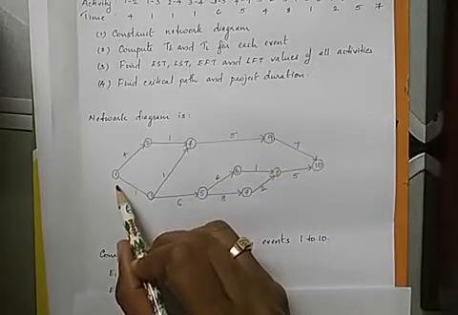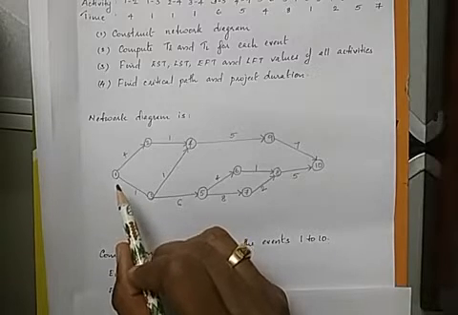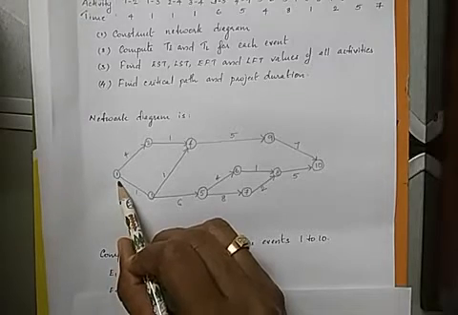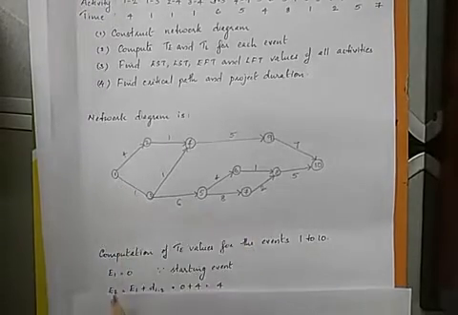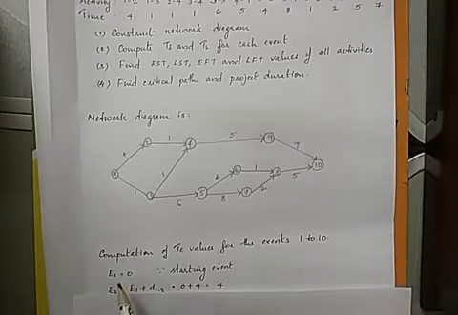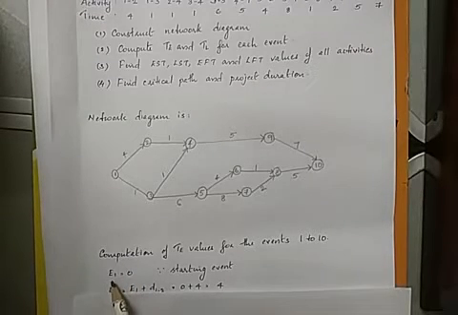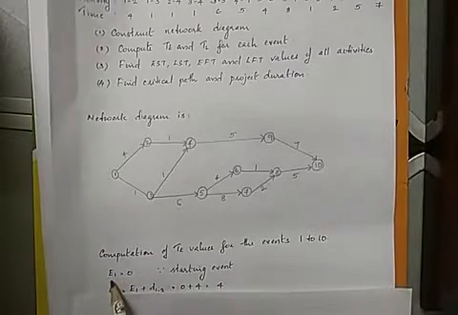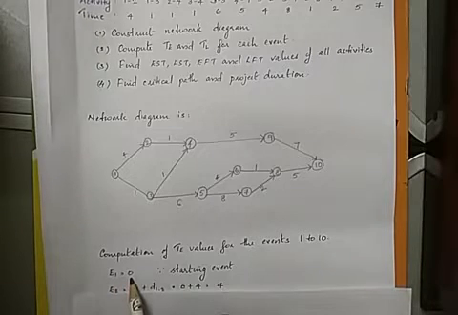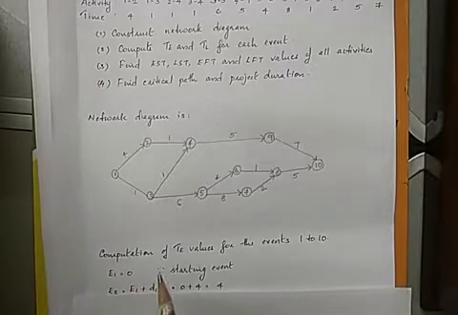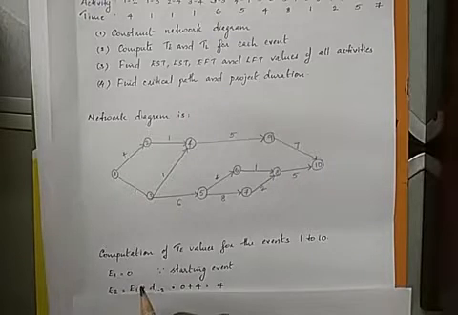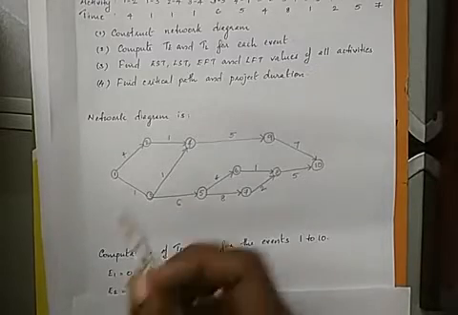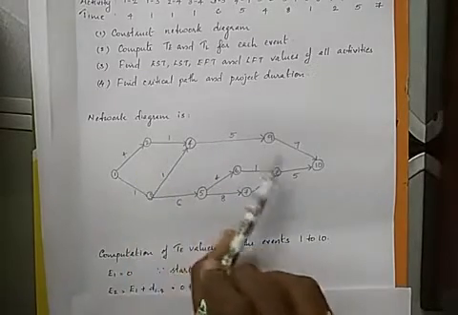Now take the first event, that is 1. The earliest start time for the first event 1 is labeled as E1. The earliest event time for 1 is labeled as capital E1, and since it is the starting event, we assume that the starting event E1 is equal to 0. Since 1 is a starting event, the earliest timing for the event 1 is 0. We start with the 0 value and then find the earliest time for the rest of the events in the network diagram.